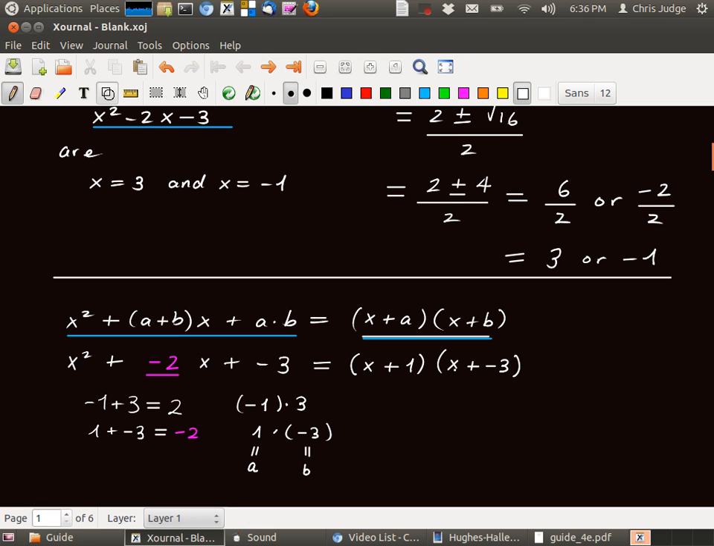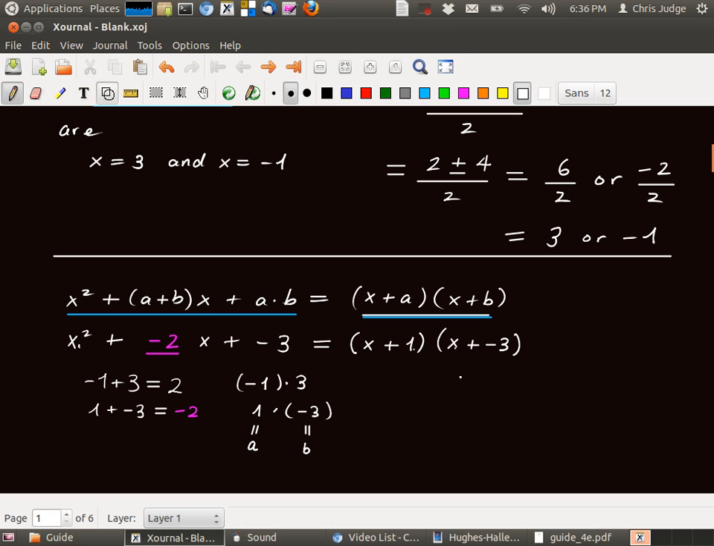You might want to check this, and you can check it by just figuring out what this is. I have x times x is x squared. I have 1x, and then I have a minus 3 times x, that's a minus 2x, that's good. And then 1 times minus 3 is minus 3. So everything checks out. So that's an example of factoring. Now, how does that help me find the zeros?